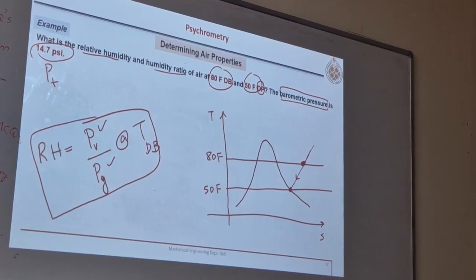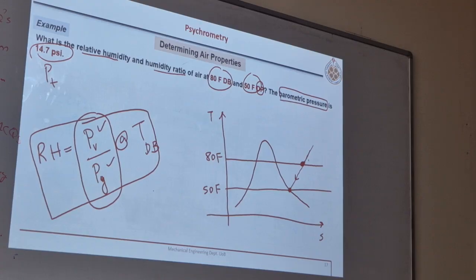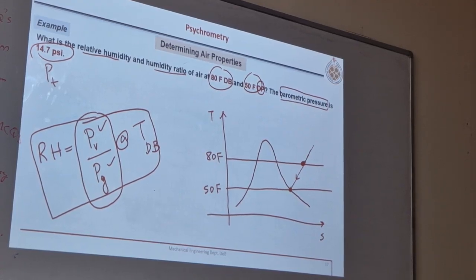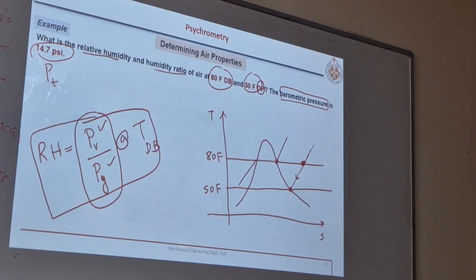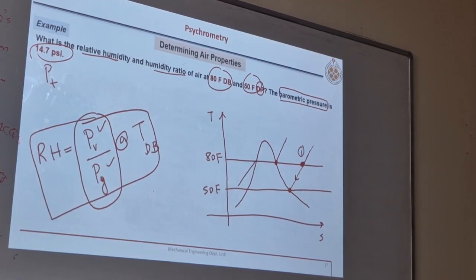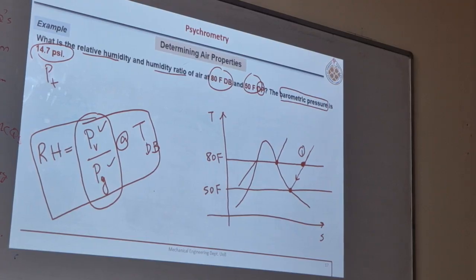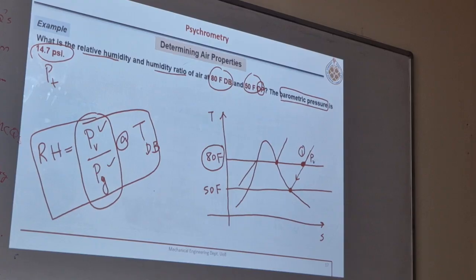But according to our definition, we want to find out relative humidity. So this relative humidity is given by this pressure and this pressure. That is relative humidity, which we want to find out for this air which is here. Let me say it is 0.1. At that temperature, relative humidity is given by this PV divided by this PG.